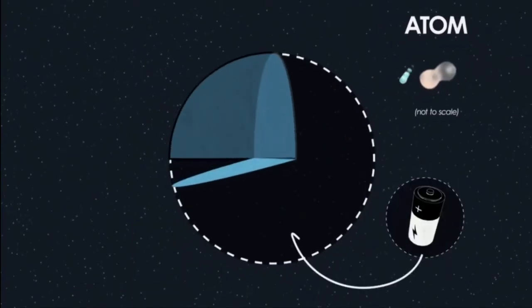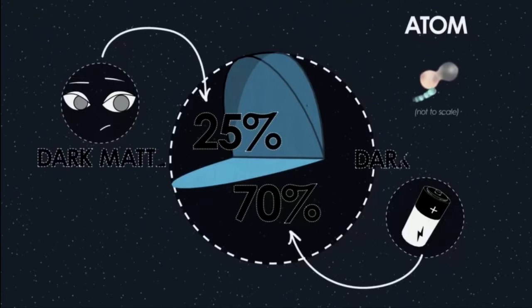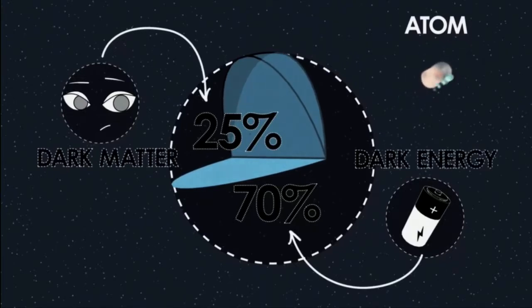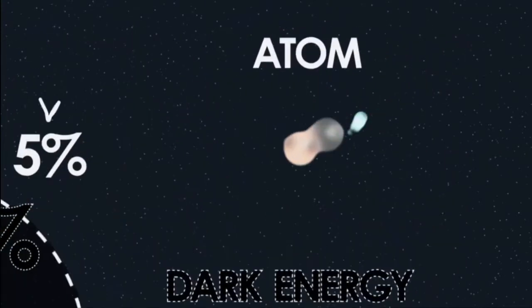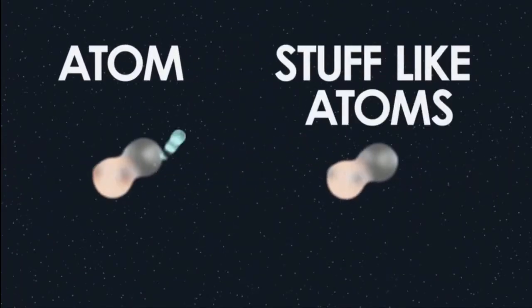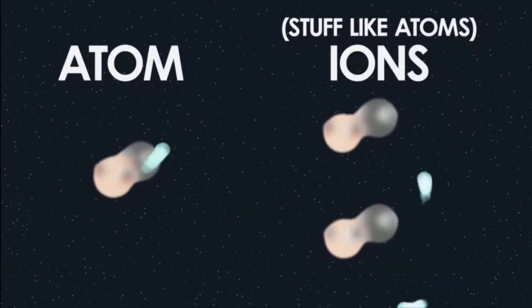I mean, there's the 95% of the universe where we don't really understand what it's made of, dark matter and dark energy. But putting that aside, the 5% of the universe where we do seem to understand what it's made of, yeah, it's all made of atoms or stuff like atoms, ions, which are atoms with missing electrons or extra electrons.